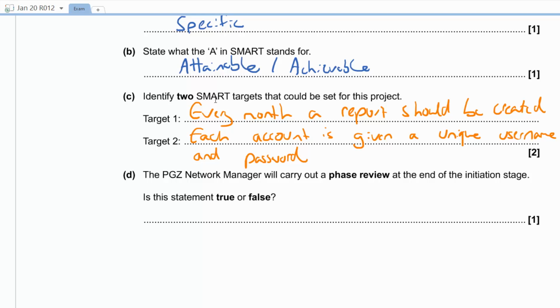If you give generic answers here, like saying, okay, we're going to do a phase review, I'm going to do some testing, that's not specific to the scenario. But we are told this PGZ network manager will carry out a phase review at the end of the initiation stage, our first stage in this phase. So doing a phase review is important, it's just not a SMART target. Is it true or false? It's definitely true. We always do a phase review at the end of every phase. The slight exception might be evaluation, because evaluation is really just a big phase review. But you can still say true for that one.